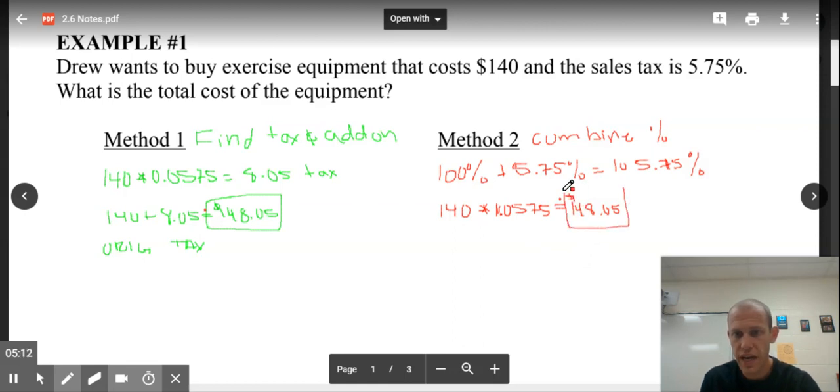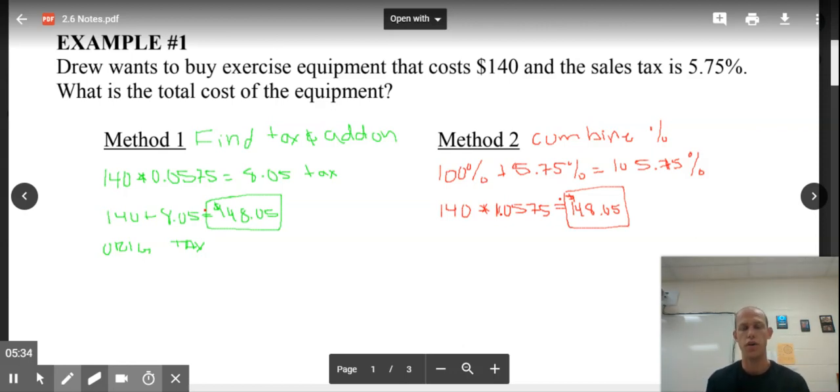So notice this one, I get my answer right away. I don't have to add anything on because I did it up here. I added the percent on. So either way works. If you want to find the tax first and then add it onto the original, that's fine. Or you can combine them and do that a little bit faster. So you choose which method you want to do.